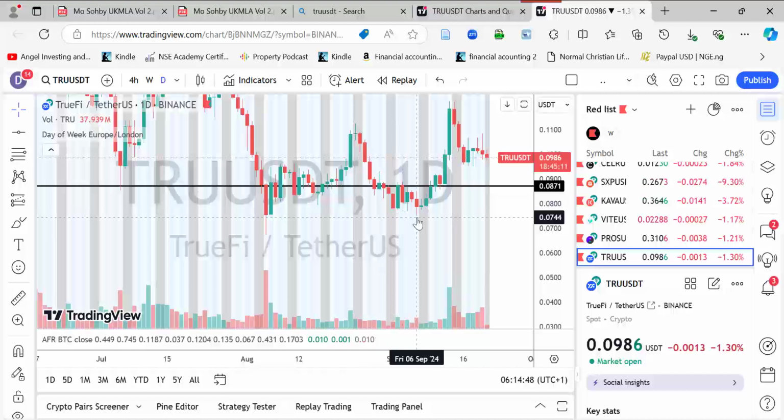Okay, and then on the retest of that bullish order block, this down candle here is a buy entry. That's where you buy. Okay, so your take profit is at the swing high, this place here. All right.